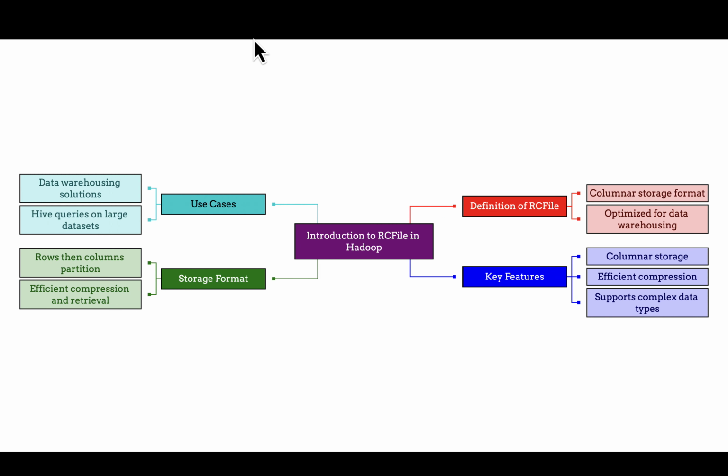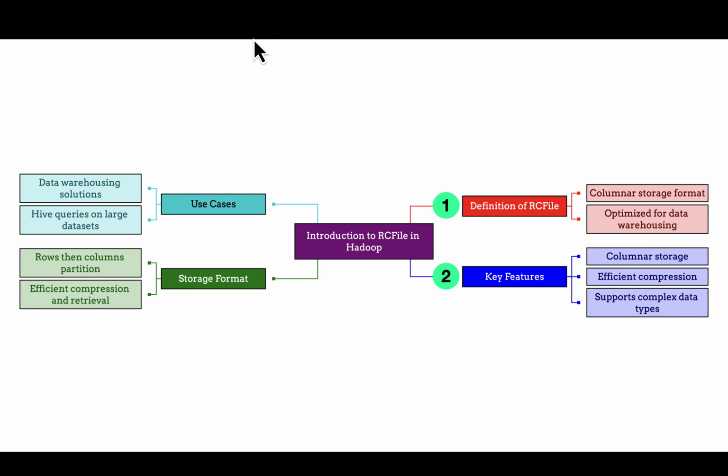Introduction to RC file in Hadoop. 1. Definition of RC file. RC file, record columnar file, is a data storage format in Hadoop, designed for efficient storage and rapid data retrieval. It is a columnar storage file format optimized for data warehousing scenarios.